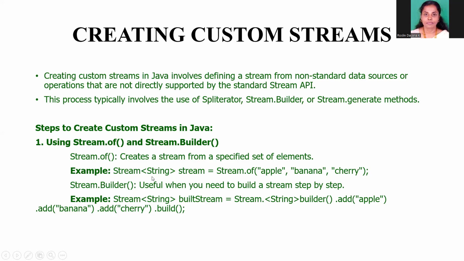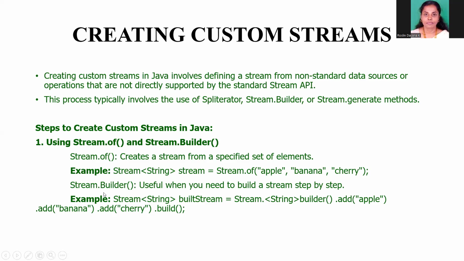Here the example is a Stream of the collection you want to create the stream from. You give the data type in angle brackets, Stream<String>. The stream name we are giving here is stream itself. It is equal to Stream.of(apple, banana, cherry). So a stream is created for 3 inputs.